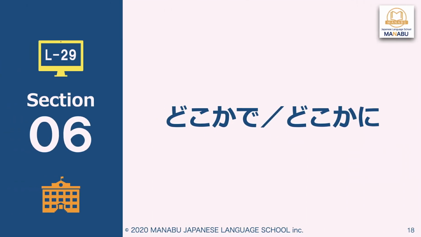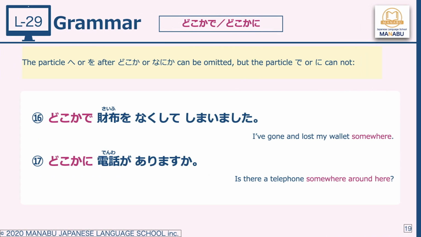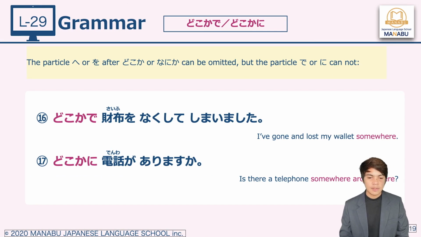Grammar point number 6, dokoka de and dokoka ni. So the particle e or the particle o after the dokoka or the nanika can be omitted. But the particle de and the particle ni cannot be omitted. So if you remember, the dokoka means somewhere. If we attach the particle de to the dokoka, it means a place of action. So dokoka de.